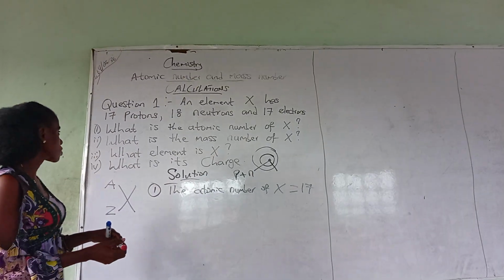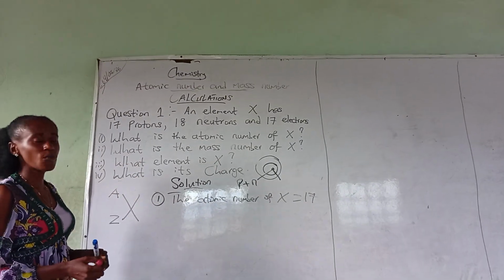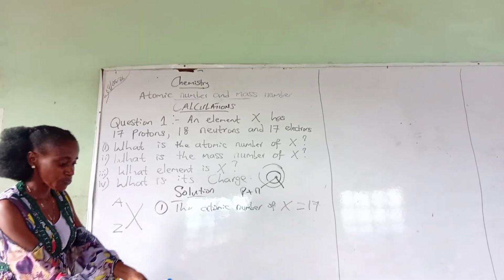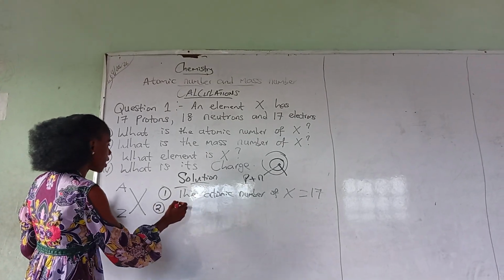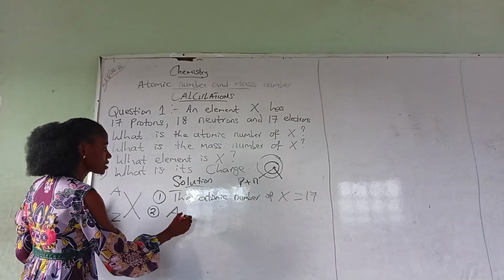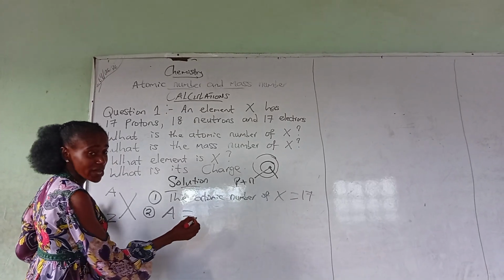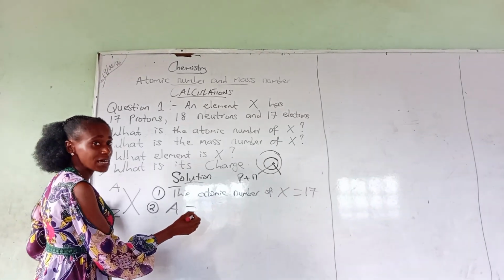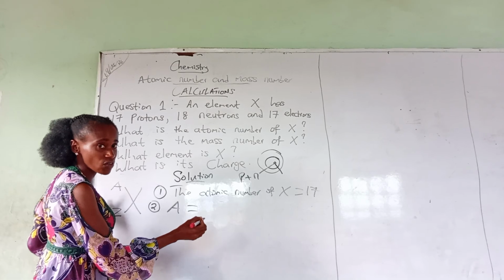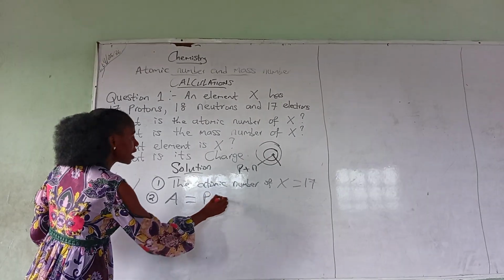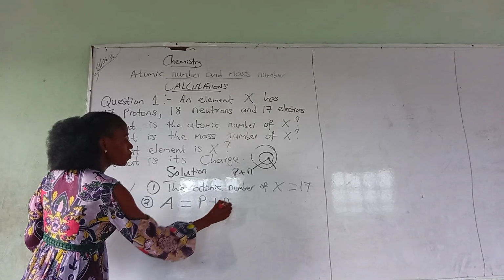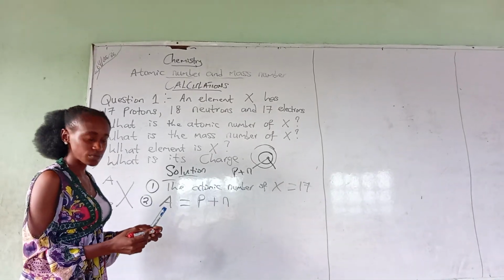Now we go back to the question. What is the mass number of the element X? How to calculate it? Number 2, we go. Mass number, the symbol, let's use this. This is equal to what? Remember, it is the number of protons and neutrons in the nucleus of an atom. So we have our P, that is proton, plus our N, which is the neutron.